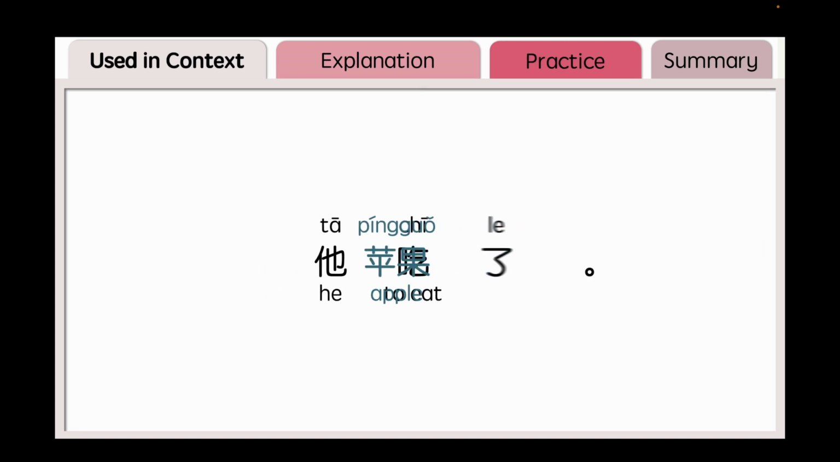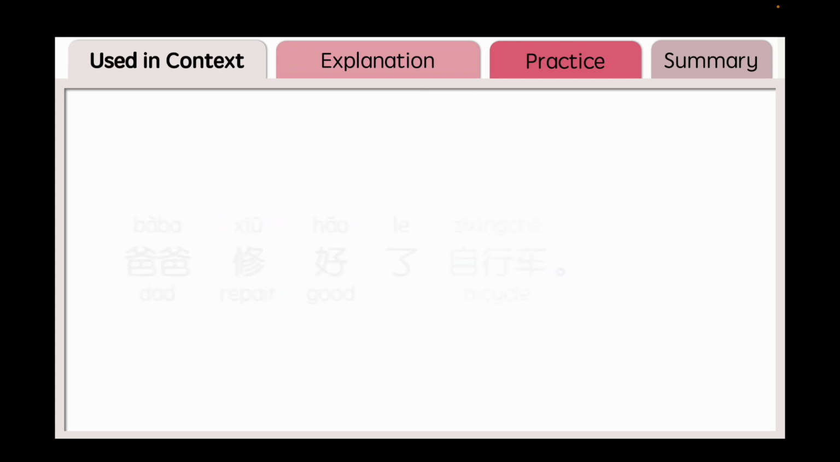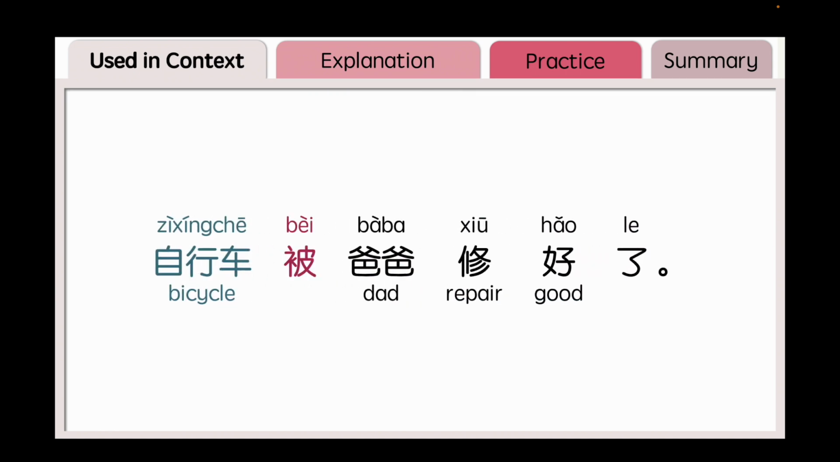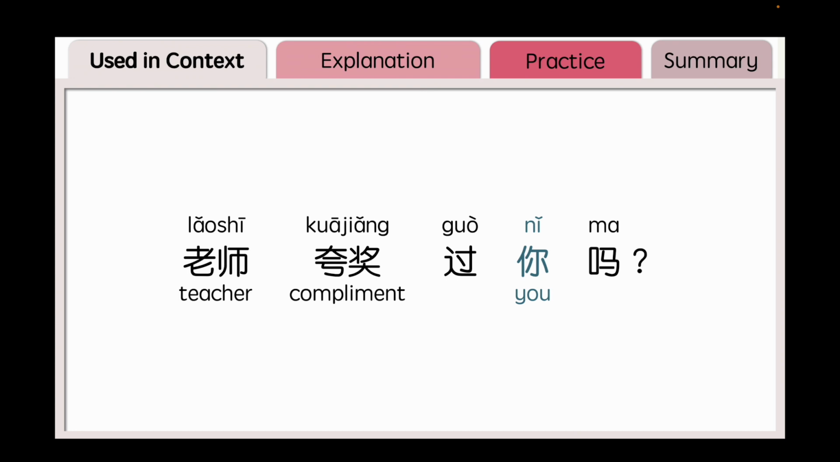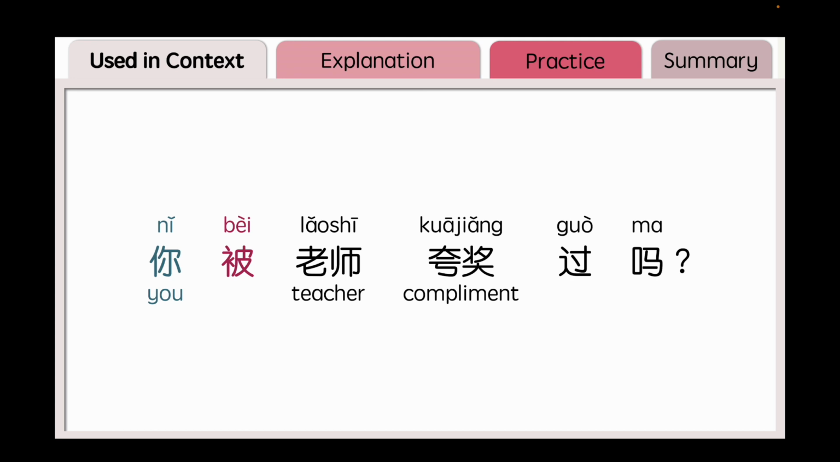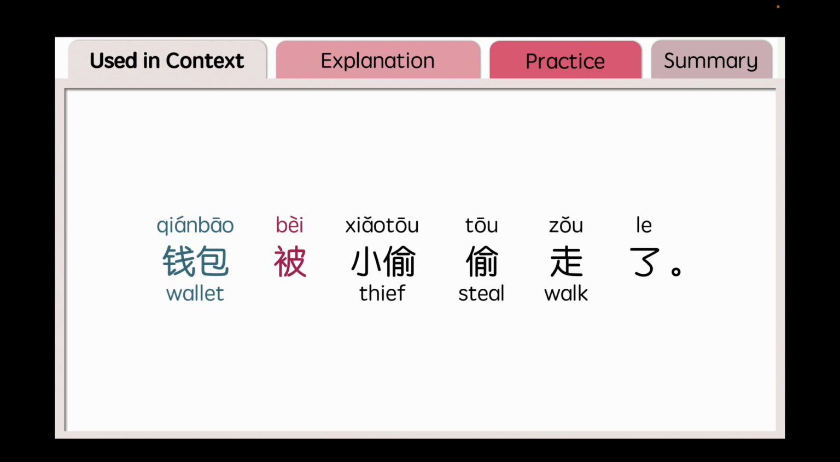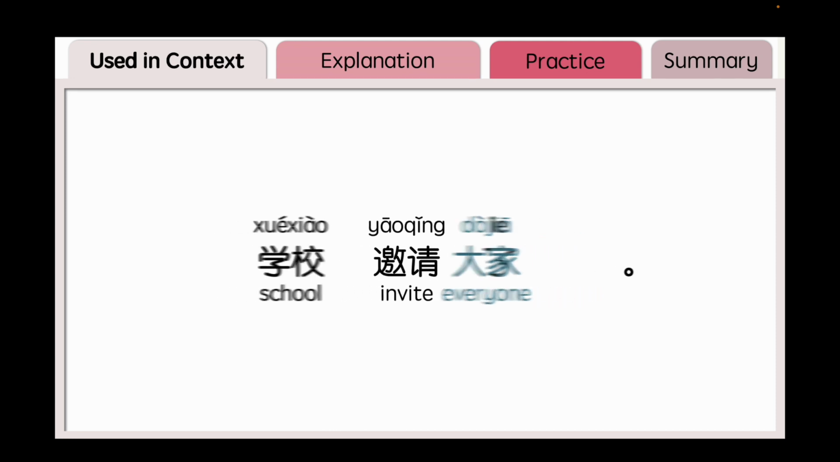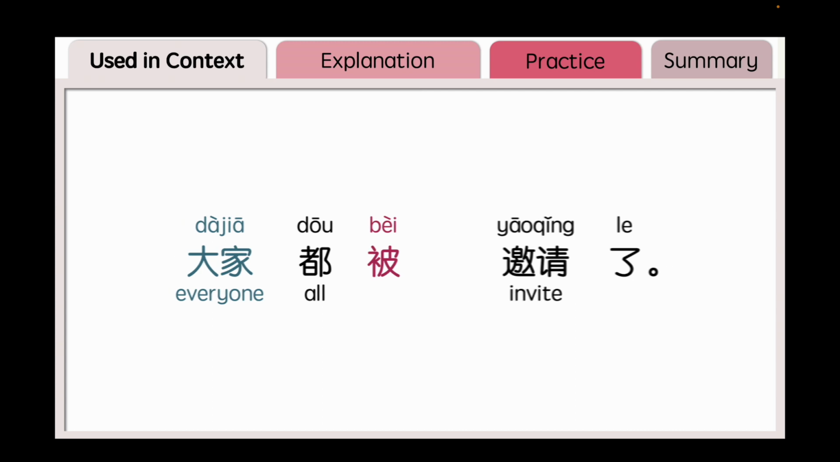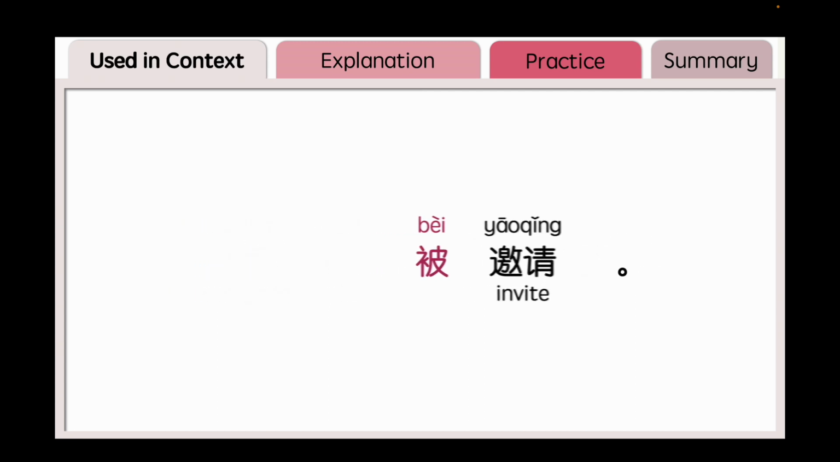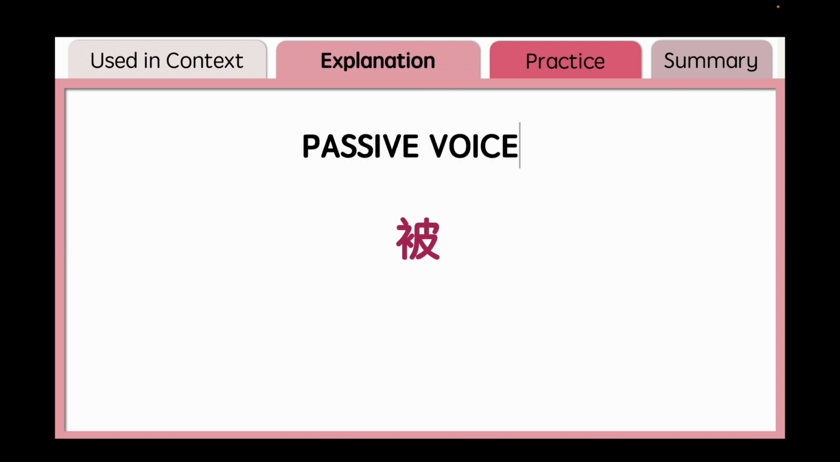他吃了苹果，苹果被他吃了。爸爸修好了自行车，自行车被爸爸修好了。老师夸奖过你吗？你被老师夸奖过吗？你被夸奖过吗？小偷偷走了钱包，钱包被小偷偷走了，钱包被偷走了。学校邀请了大家，大家都被学校邀请了，大家都被邀请了，但是他没被邀请。被 is the most common way to express passive voice in Mandarin Chinese.